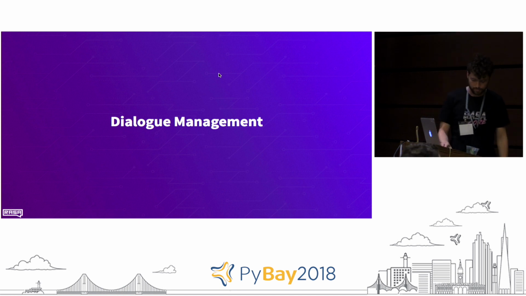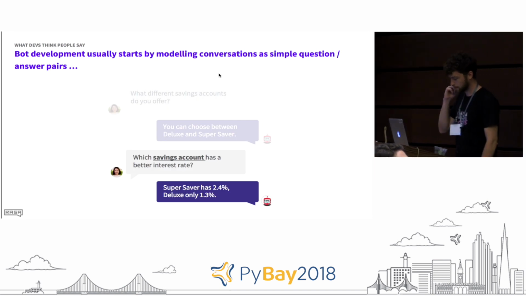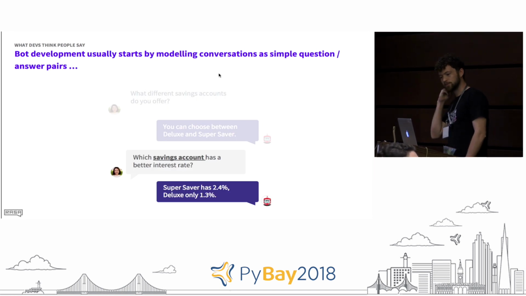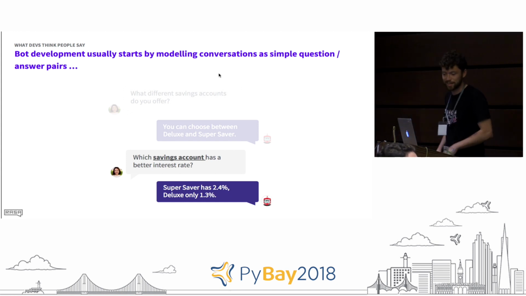Cool. Okay, so dialogue. Dialogue is also a very hard problem. When you start building a chatbot or a voice app, for Echo or Messenger or whatever it might be, you start off assuming that people are going to ask you good questions. So here's an example from a banking domain, and somebody asks a well-qualified question like, which savings account has a better interest rate? And you can answer that.